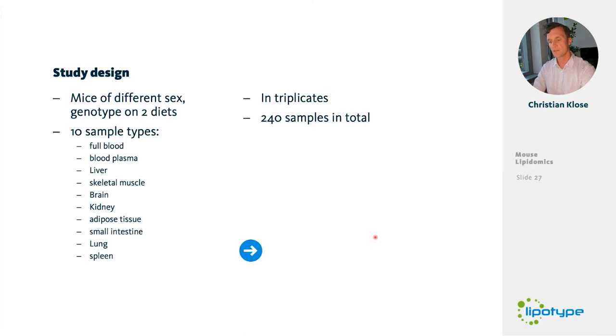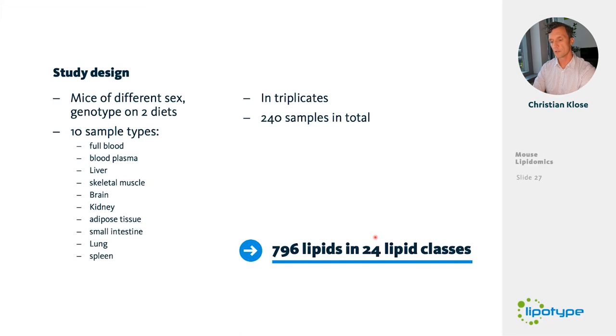And we collected 10 different sample types: full blood, blood plasma, liver, skeletal muscle, brain, kidney, adipose tissue, small intestine, lung and spleen. And we did so in triplicates. That resulted in a total of 240 samples. Those we analyzed with the shotgun lipidomics technology that I have just introduced to you. And we were able to quantitatively analyze 796 lipids in 24 distinct lipid classes.